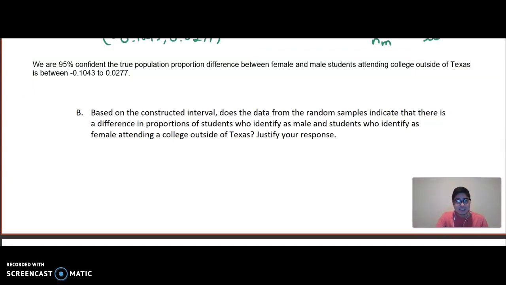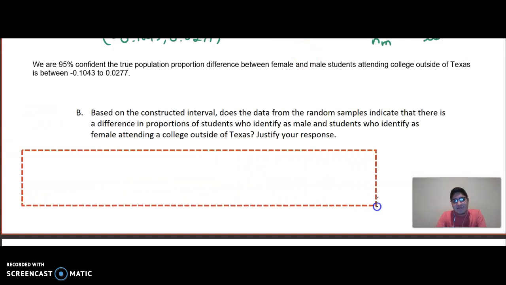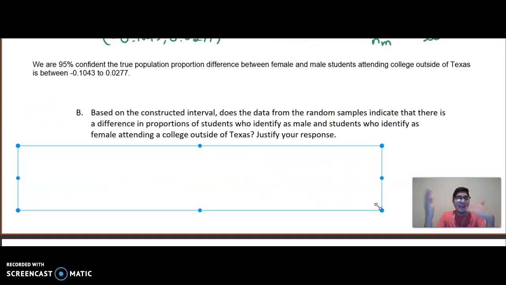Some inequality notation is that since there's a negative, right, at some point the males are greater than the females, and then since there's a positive, at some point the proportion of females is greater than the males. Now what's important though is that based on our interval, do we have data that would indicate there is a difference? How would we know? And that would just be back to the interpretation, and we're going to say the following. We're going to say, no, we don't have enough because 0 is in that interval, and the only way we can get 0 is if the two proportions are equal.